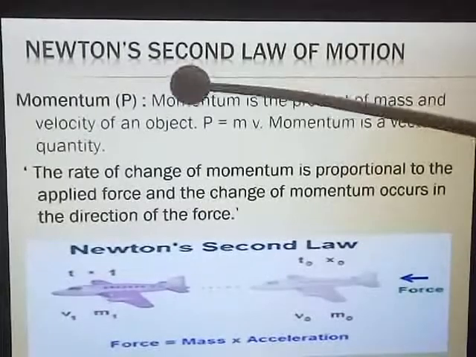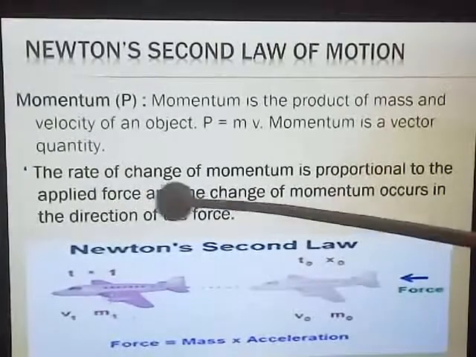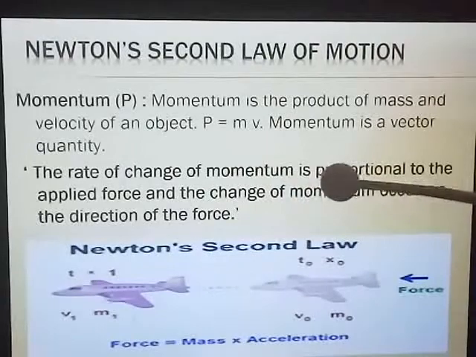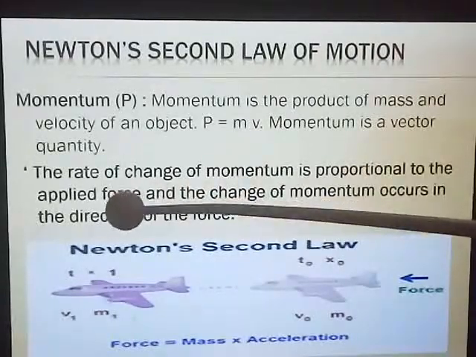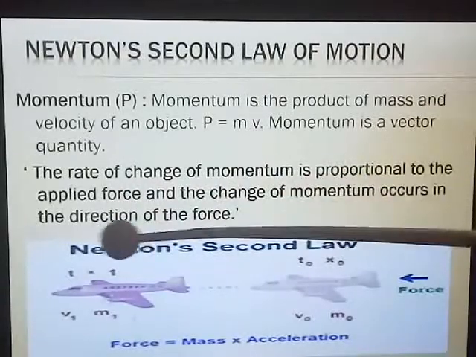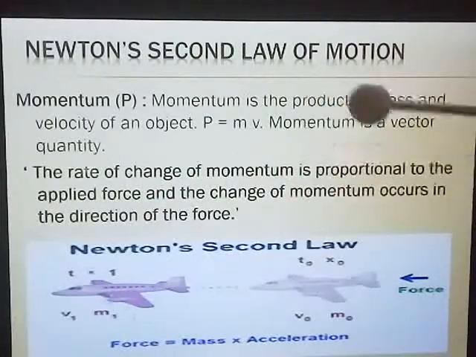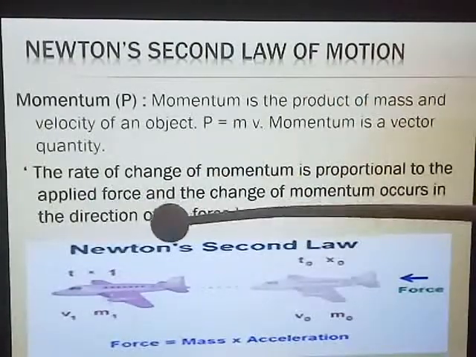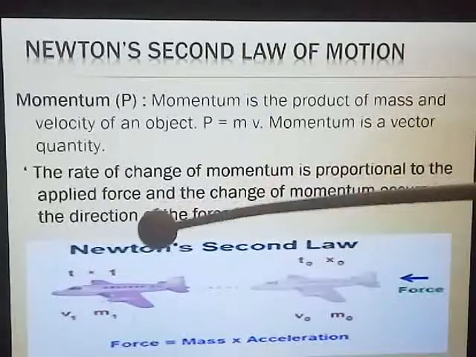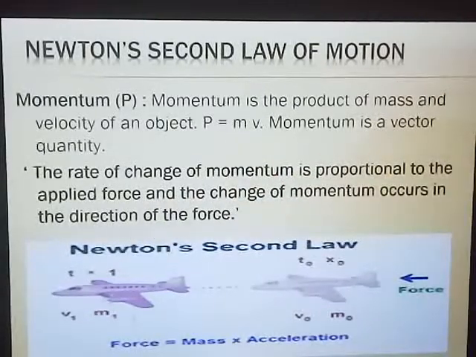So from momentum, how can you derive the second law? The rate of change of momentum is proportional to the applied force, and the change of momentum occurs in the direction of force. Suppose, for example, you are applying a force to any object and the object is moving along the same direction. Then we can say that the rate of change of momentum is proportional to the applied force and the change of momentum occurs in the direction of force.